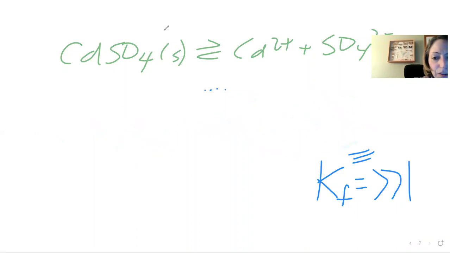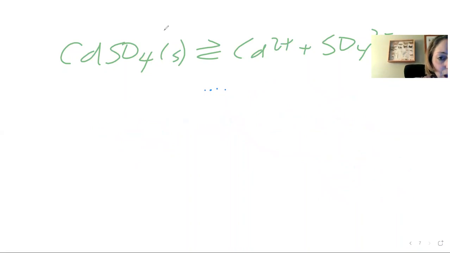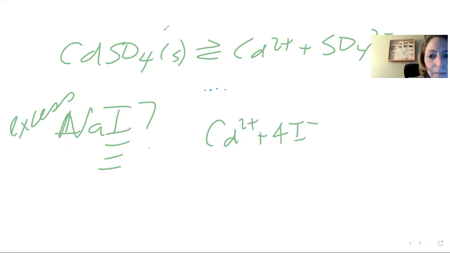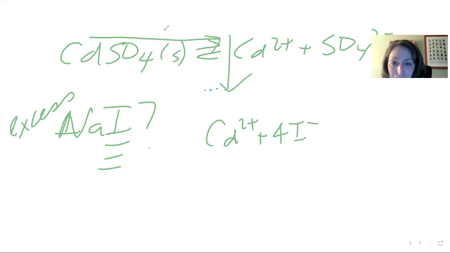Okay, so I would say, in the presence of a bunch of I minus, like solid sodium iodide or something like that, how would that shift? And I would probably add the word excess, because that's just kind of a hint that complex ion formation is going to occur. So then hopefully you'd recognize, oh, cadmium is one of those metals and I minus is one of those anions. So cadmium would indeed bind with the I minus, and the cadmium would go down and that would cause the precipitate to disappear.